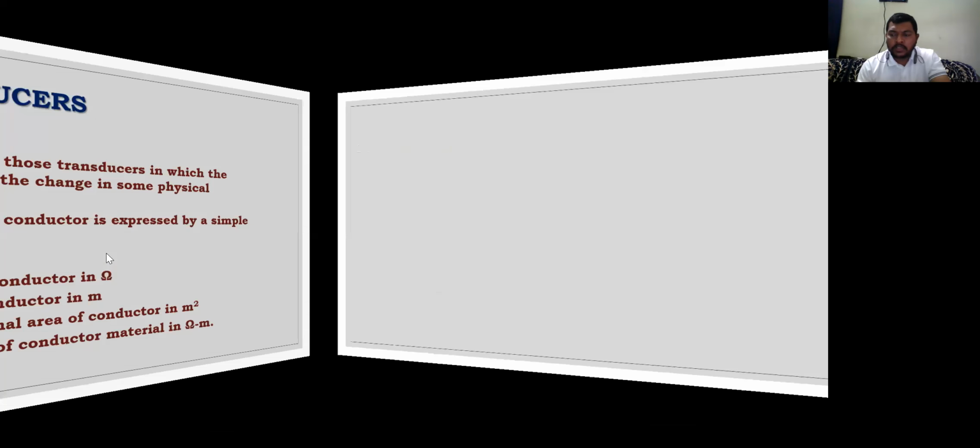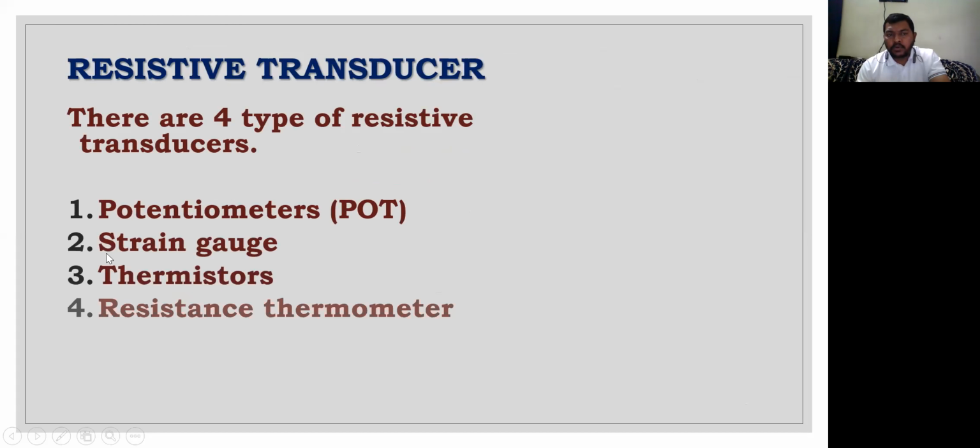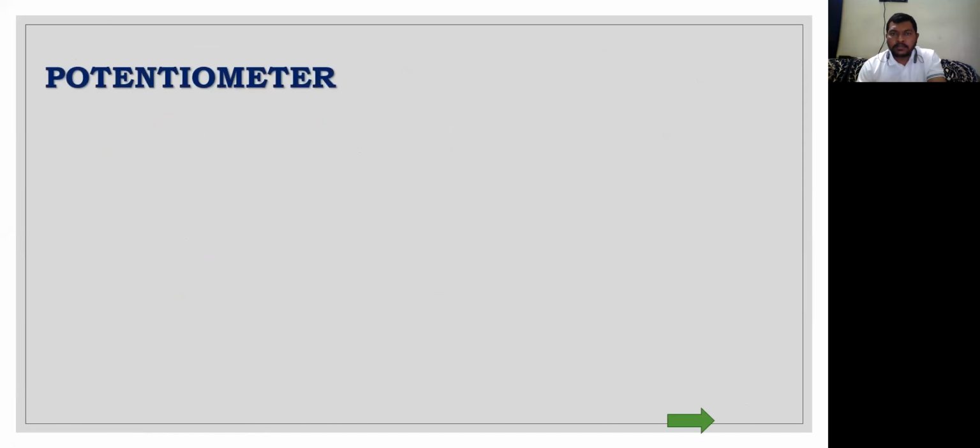Now, resistances are again of different types. Actually, four types. There is the potentiometer, which we call a pot, which is used to vary the voltage. Then strain gauge, then thermistors, then resistance thermometers. So potentiometer, that is pot, strain gauge, thermistor, resistance thermometer. These are all the types of resistive transducers.